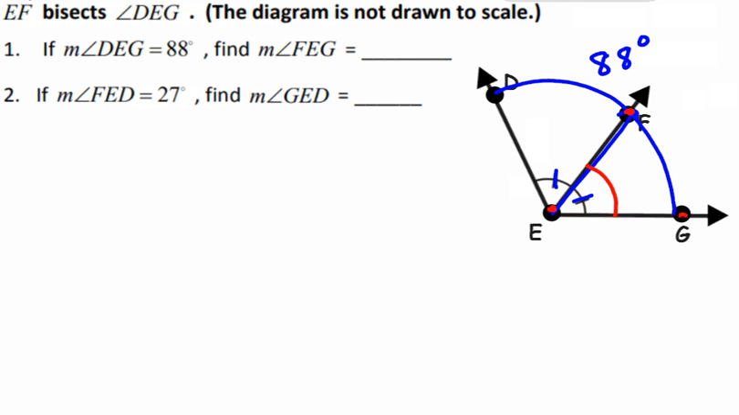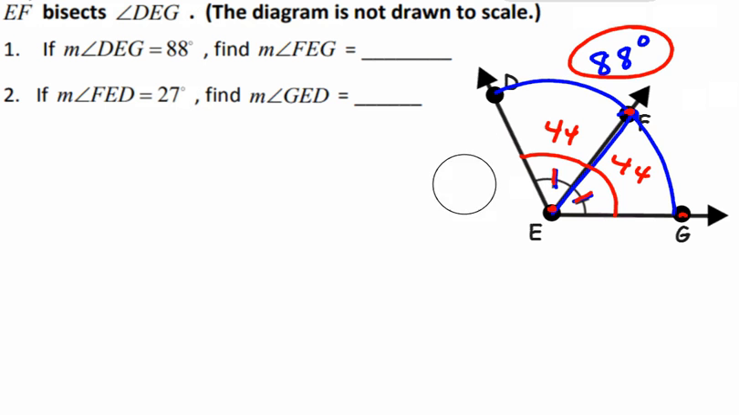Well, let's think about this logically. If there's an angle bisector involved and these two are equal and the big one is 88, what does each of these have to be if they have to be equal? You're right, they are 44 each. They have to be 44 each.